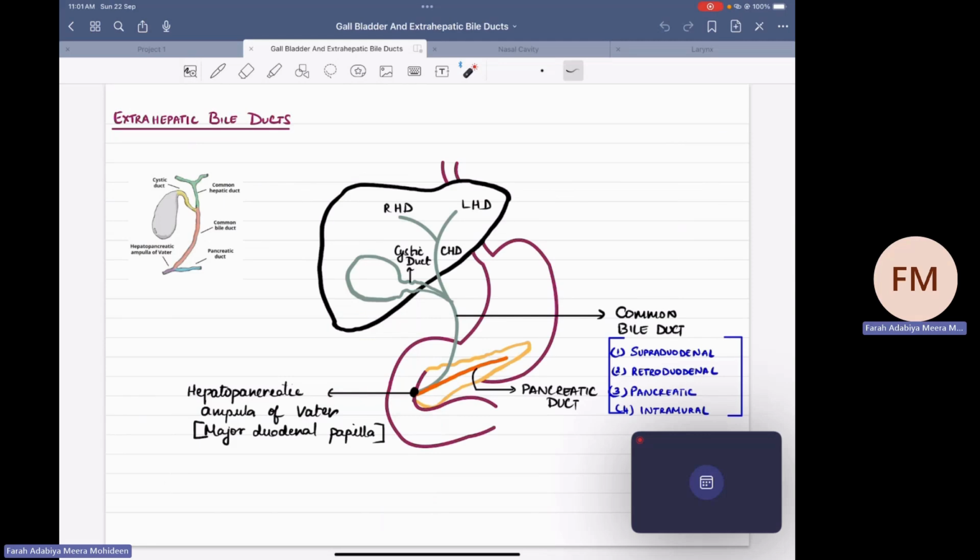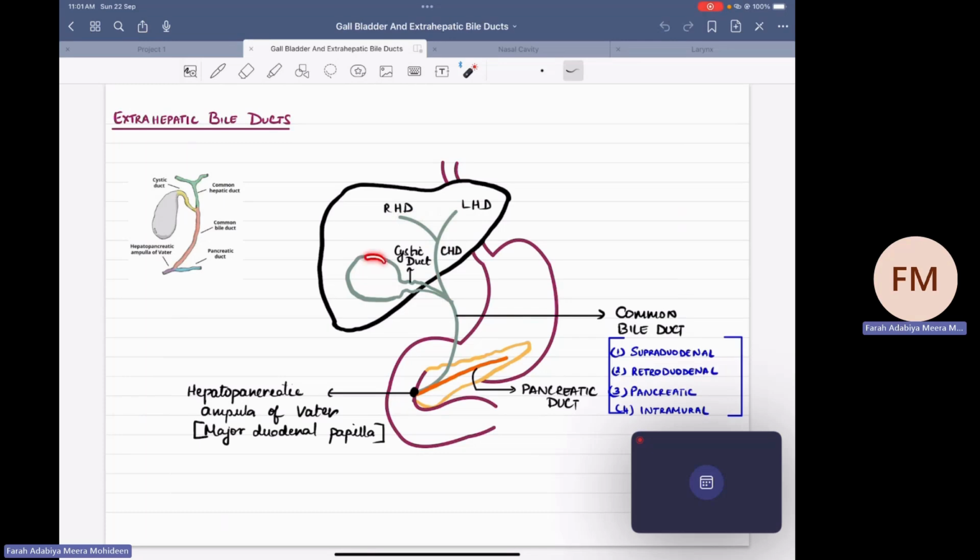In this question, the major part is extrahepatic bile ducts. That's the main thing you'll have to talk about. Very simple. Your gallbladder, as we know, stores and concentrates bile, and when the body requires it, it has to release it. So the extrahepatic bile ducts are the ones that basically release bile into the duodenum. Now we'll go through the order. You have your right hepatic duct and your left hepatic duct together forming your common hepatic duct.